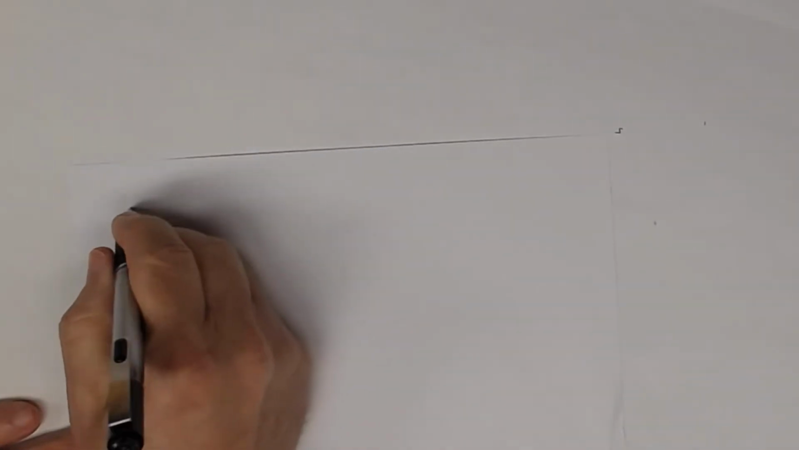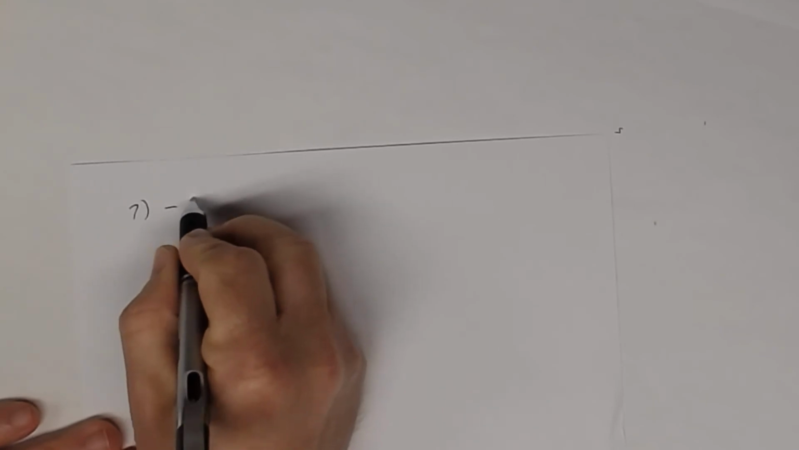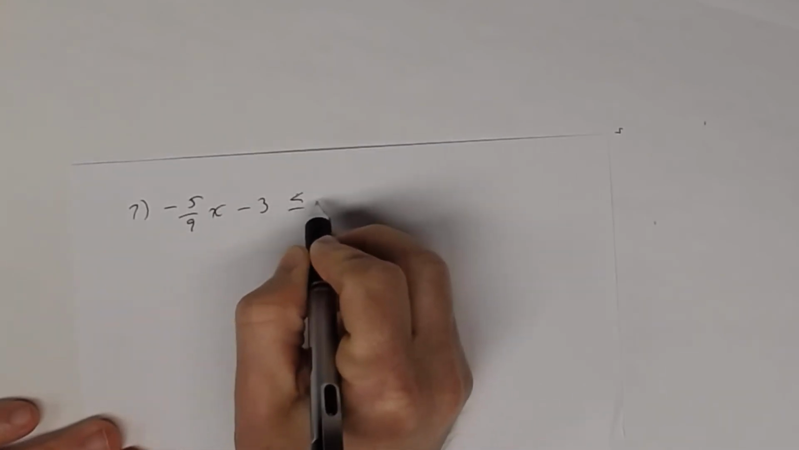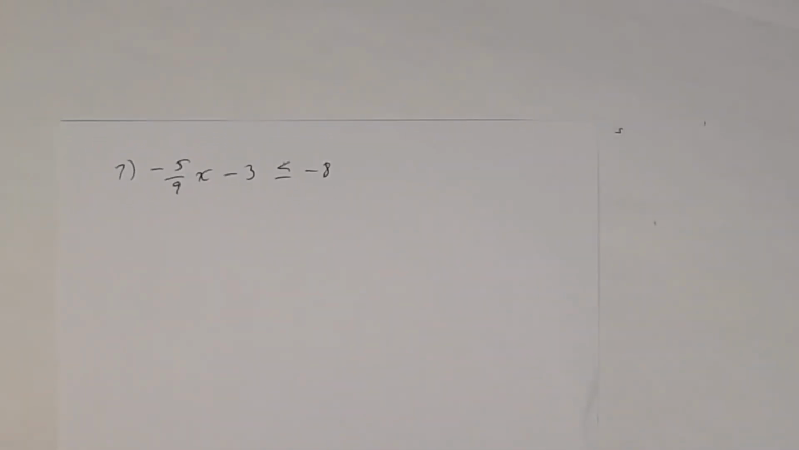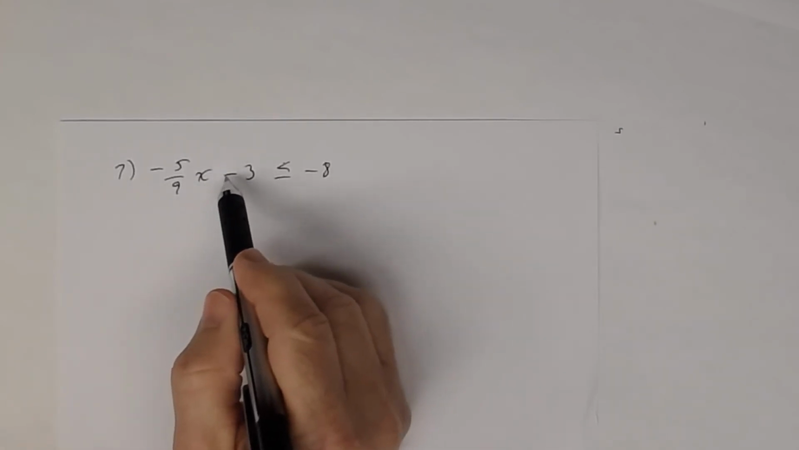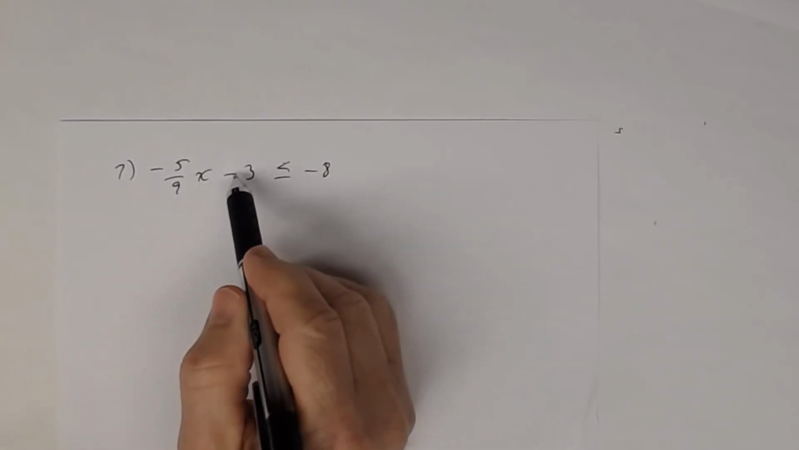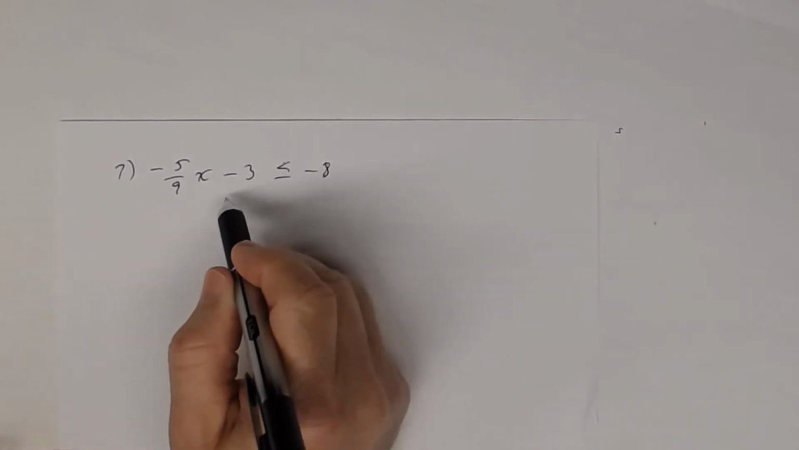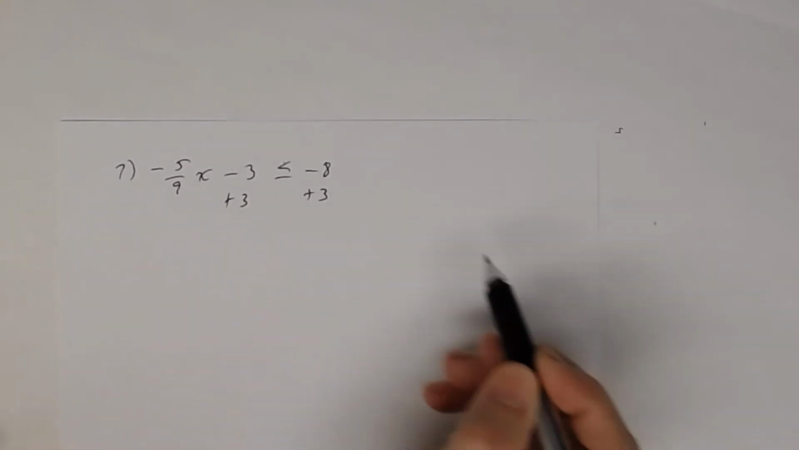So let's look at number 7. So in 7, you have negative 5/9 x minus 3 is less than or equal to negative 8. Okay, so I need to isolate that variable term. So I need to think about how to get rid of that subtract 3. We'll always do the opposite. The opposite of subtracting 3 is to add 3. I'm going to add 3 to both sides.